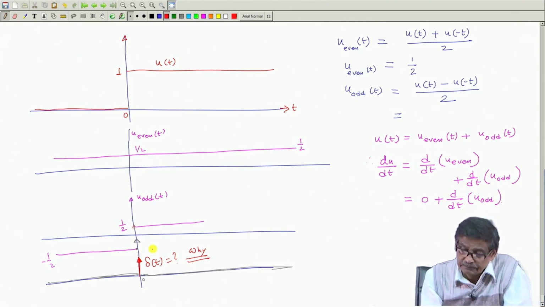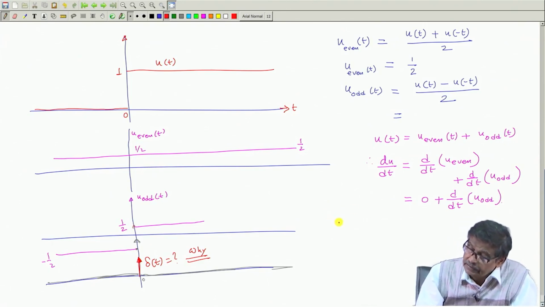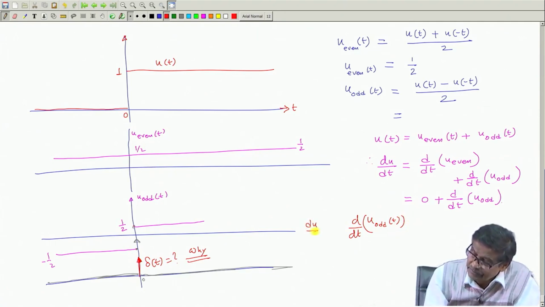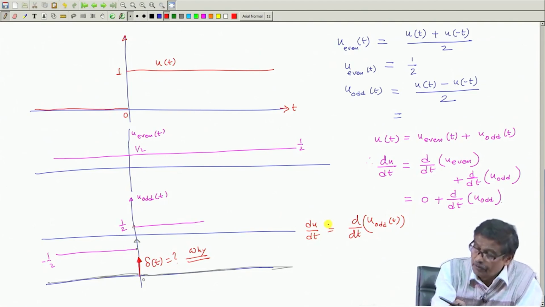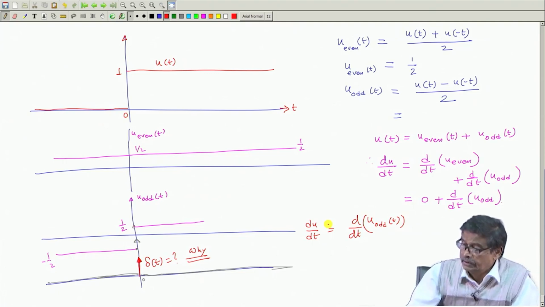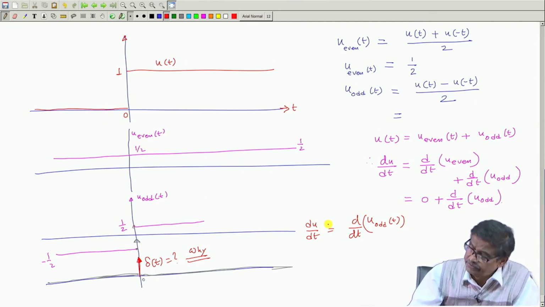Let us see that. What I know is, for example, this function u odd t, I want to find out d/dt of this, which happens to be equal to du/dt, that we have established. Our original problem was here, from this I got this. If you find out the derivative of u odd t, you get du/dt. Fine, I have reached up to this point, d/dt of u odd t.